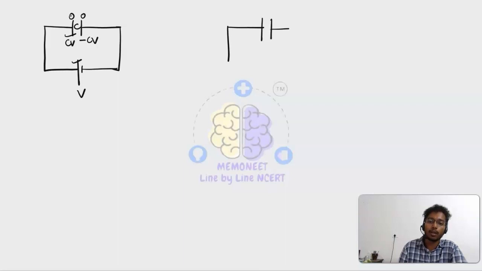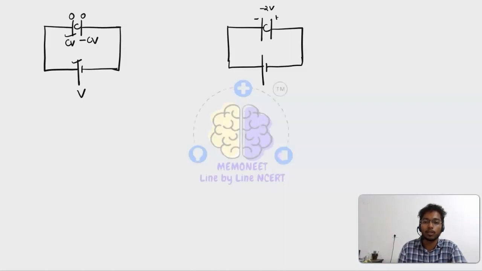We have the capacitor and here it is connected to the voltage source. But initially the voltage on the capacitor, let's say, is minus 2V. So this is the positive plate and this is the negative plate. We have given minus 2V, it means this is 2CV and this is minus 2CV. And we have voltage here, that is 4 volt.